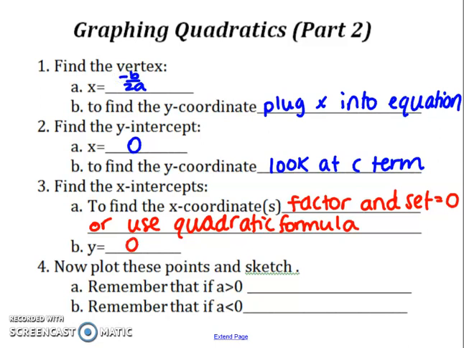And then once we have these points, remember we need 3 points to graph a parabola. So now that we know how to find the x-intercepts, we'll have more than 3 points. We plot our points and we can graph it. And remember that the a value tells us whether the graph opens up or down. If a is greater than 0, we have a smiley face, so we have a minimum. And if a is less than 0, we have a frowny face, and we have a maximum.